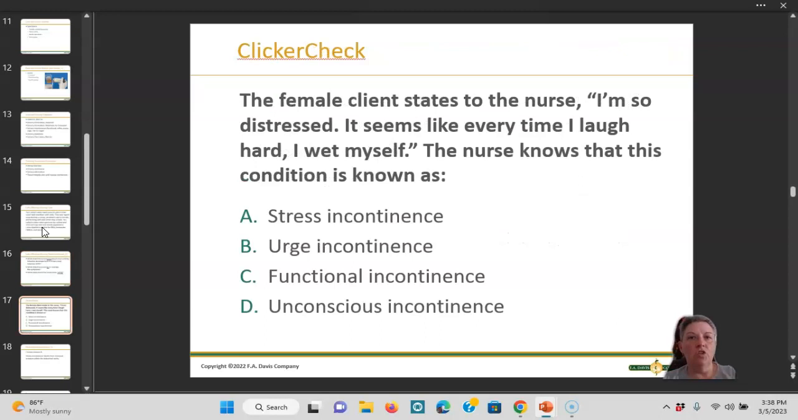All right. So a female client states to the nurse, "I'm so distressed. It seems like every time I laugh hard, I wet myself." The nurse knows that this condition is known as stress incontinence, urge incontinence, functional incontinence, or unconscious incontinence. Which one? Are you putting stress on the bladder? Make your decision. Which one?